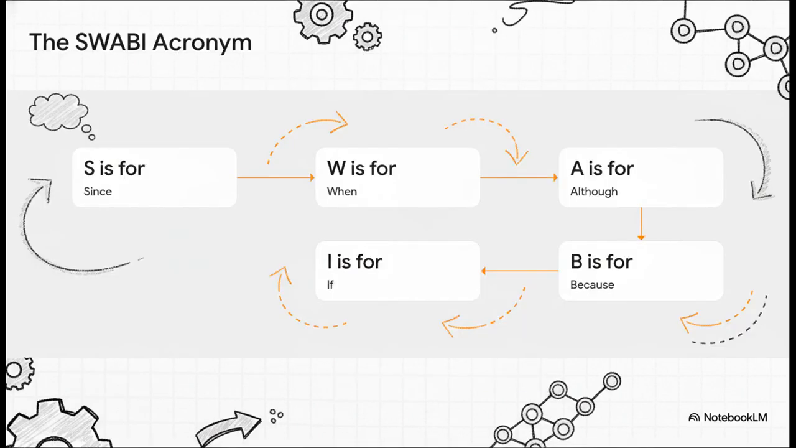Let's break it down. S is for since. W is for when. A is for although. B is for because. And I is for if. Since, when, although, because, if. Simple, right? Just say it a few times and it'll stick.